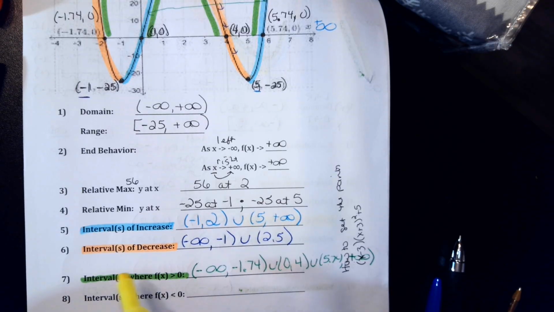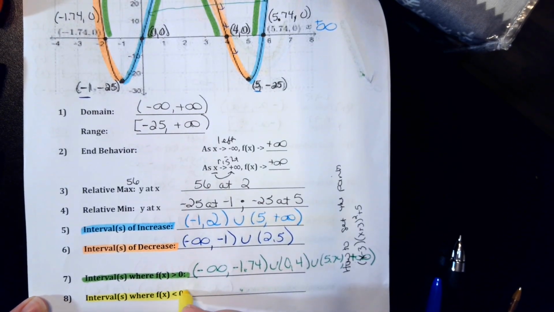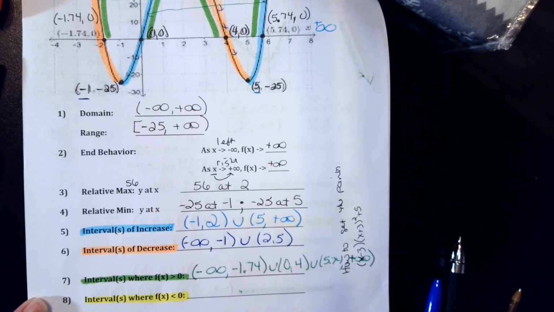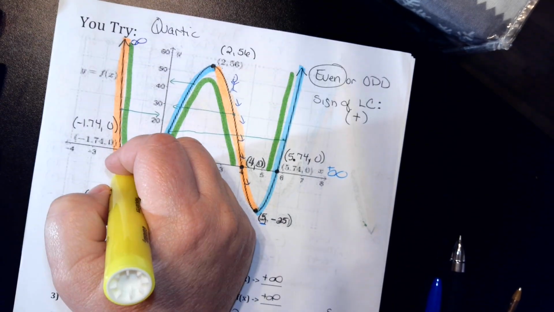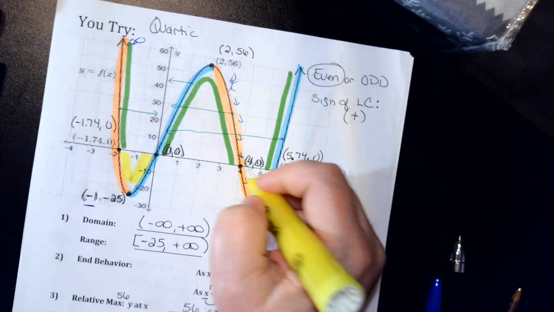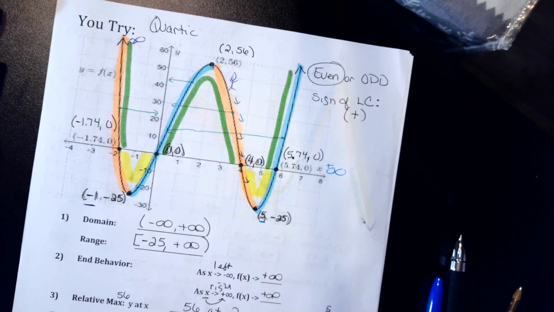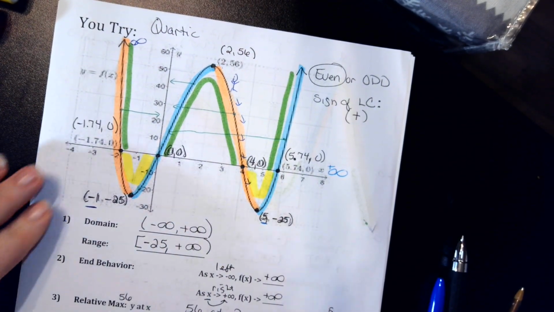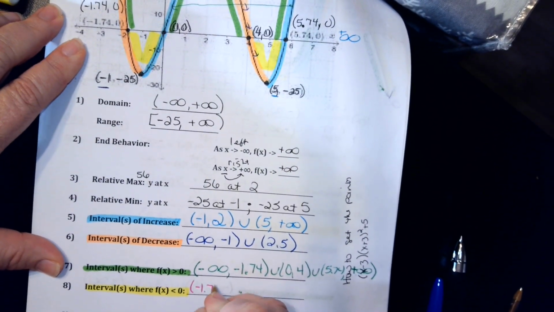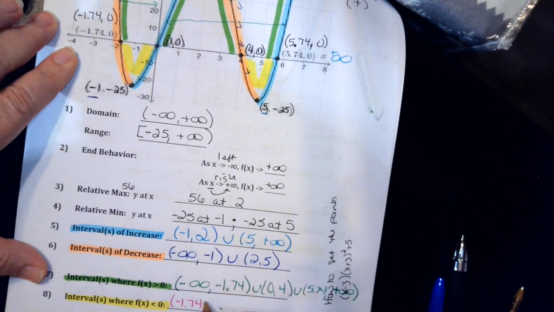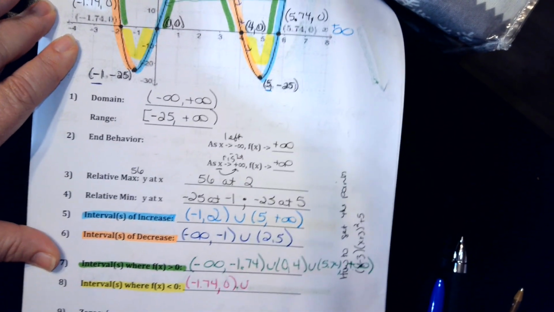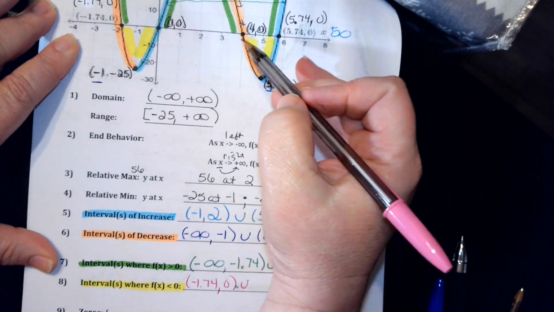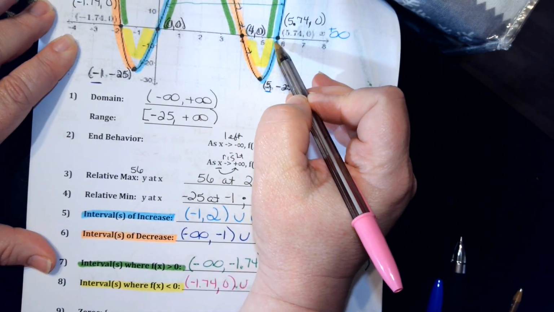And then finally, for our intervals, where is f of x less than 0? That means where is y negative? Well, y is negative below your x-axis, so it's this piece right here and this piece right here. Now, fortunately for us, these are bounded, so we have a beginning and an end. This one begins at -1.74 and it ends at 0. Since it has a second piece, we're going to union that. The second piece begins at 4 and it stops at 5.74.